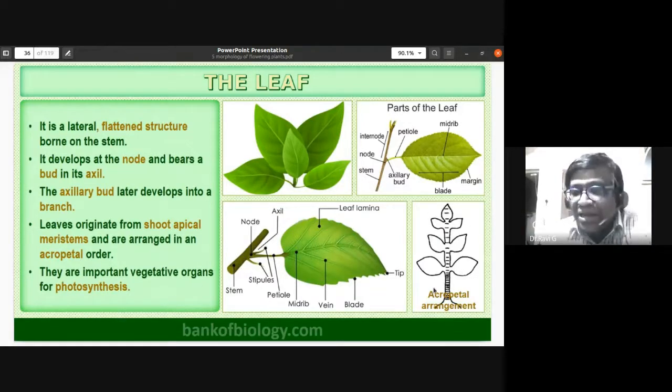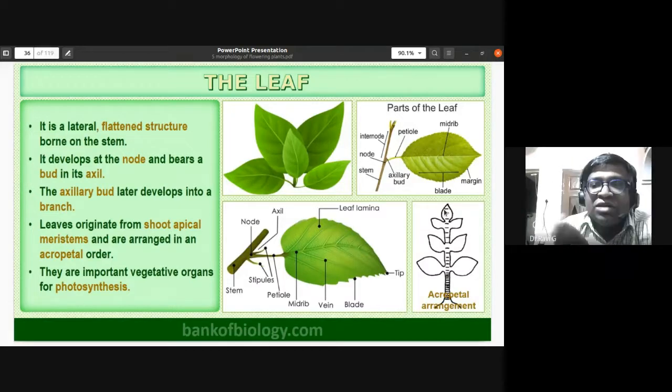Then the acropetal arrangement, you can see in the fourth slide: the older leaves are present at the base and the younger leaves are at the tip. We call this arrangement of leaves the acropetal order. And these leaves develop from the shoot apical meristem. That you have to remember. So leaves are important organs for photosynthesis. They are the kitchen of the plant.